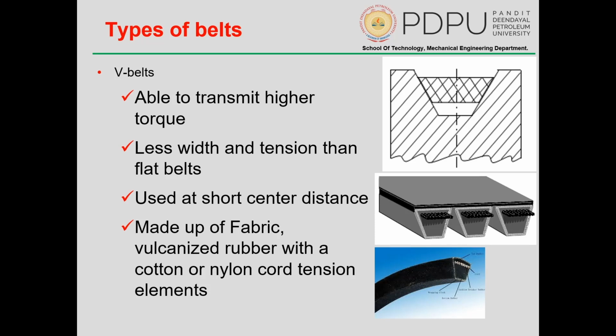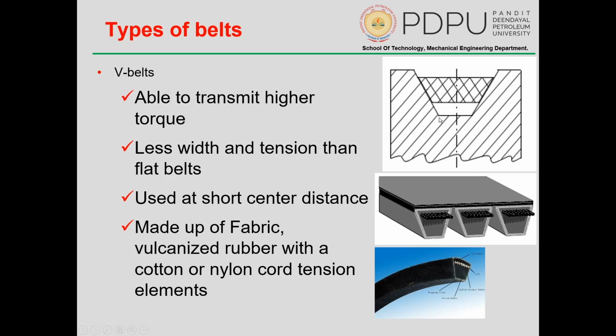It is made up of fabric and vulcanized rubber with a cotton or a nylon core tension element. You can see here nylon or cotton cords are embedded into the V shape of this particular belt. The shape is provided in such a V because it would provide a higher coefficient of friction when it is on a pulley. And also the pulley would not be a simple pulley. There will be a notch in the pulley required to have the V belt used.